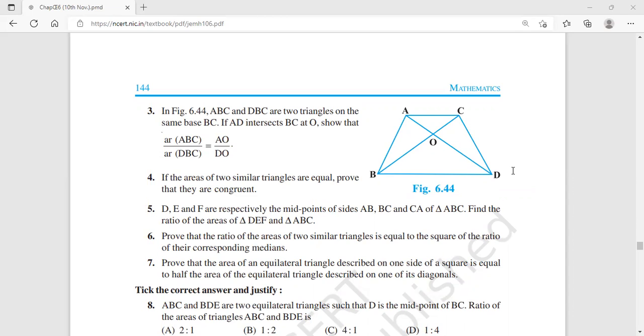D, E and F are respectively the midpoints of sides AB, BC and CA of triangle ABC. So there is a triangle ABC and they have taken midpoints of all the three sides, and joining those three midpoints we get a triangle. We have to find the ratio of the area of that triangle, that is DEF, and triangle ABC.